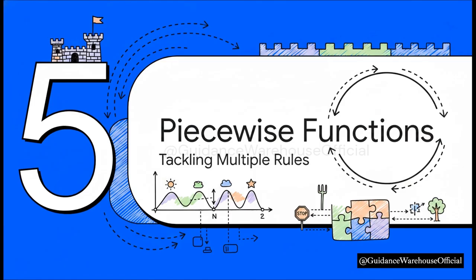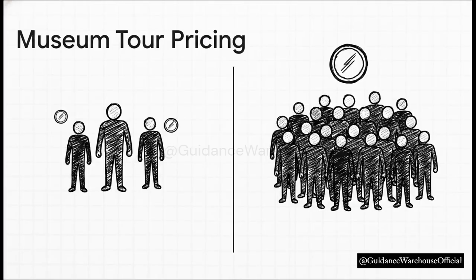Finally, Section 5, Tackling Piecewise Functions. Let's move to the ultimate boss level of functions and see how this builds into something called piecewise functions. Sometimes real life is just way too complicated for one neat little rule. Sometimes the rule changes entirely depending on the input. Let's look at a super common scenario, museum tour pricing.